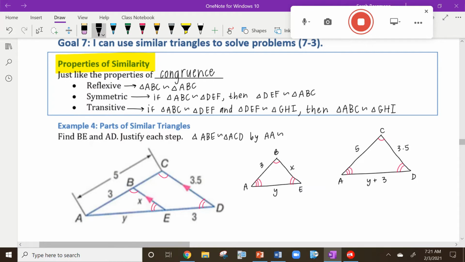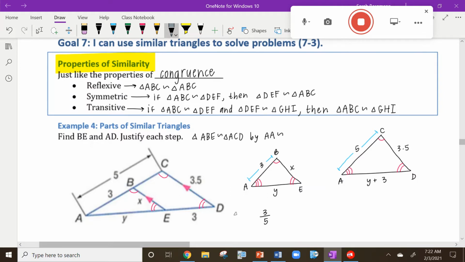Now, based on the fact that triangles are similar, I know that the sides are proportional. So I'm first going to look to see if I have a pair that I know both of the measures. I know AB corresponds to AC. I know both of their measures, 3 and 5. That will help me find the similarity ratio. We've done problems like this before. This time we're just justifying each step.